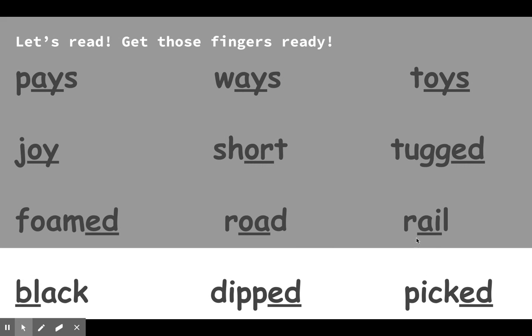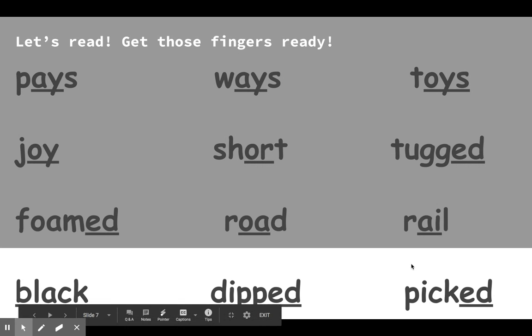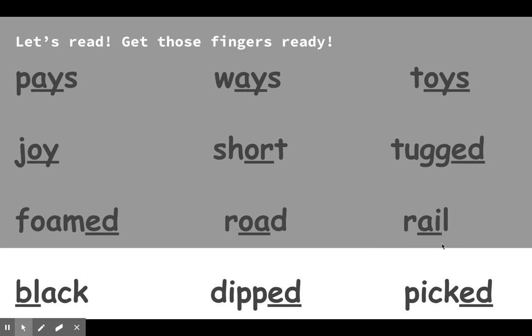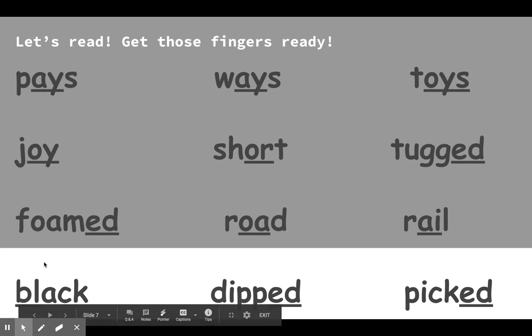Do you remember what an AI says? A, he's another guy. He's a vowel pair that never, ever goes at the end. Here we go. Fingers up. Let's finger spell. R-A-L, rail, like a railroad. Down here, BL is our blend. I think we can do this one. Fingers up. Black, black. Here we go.